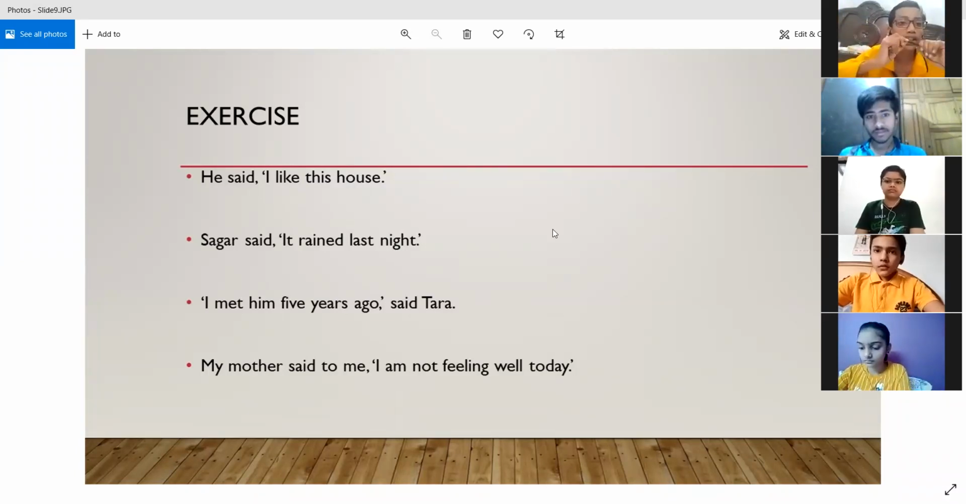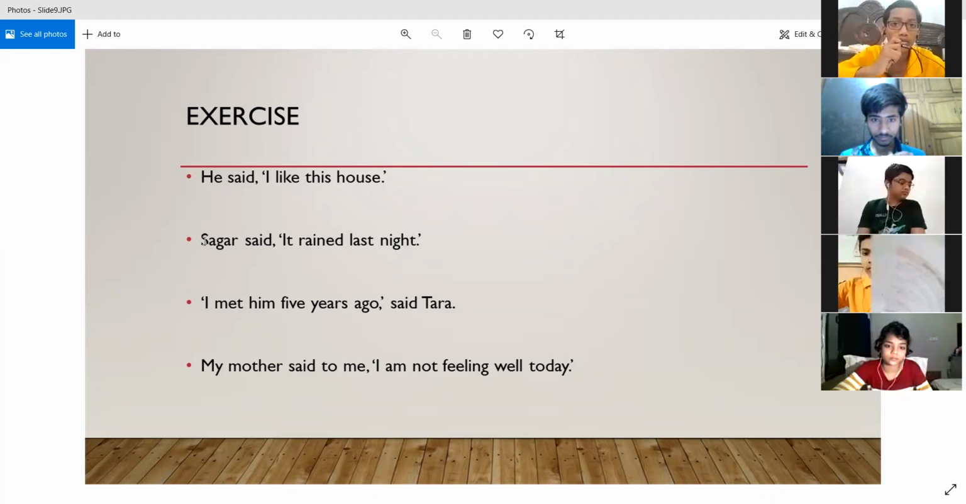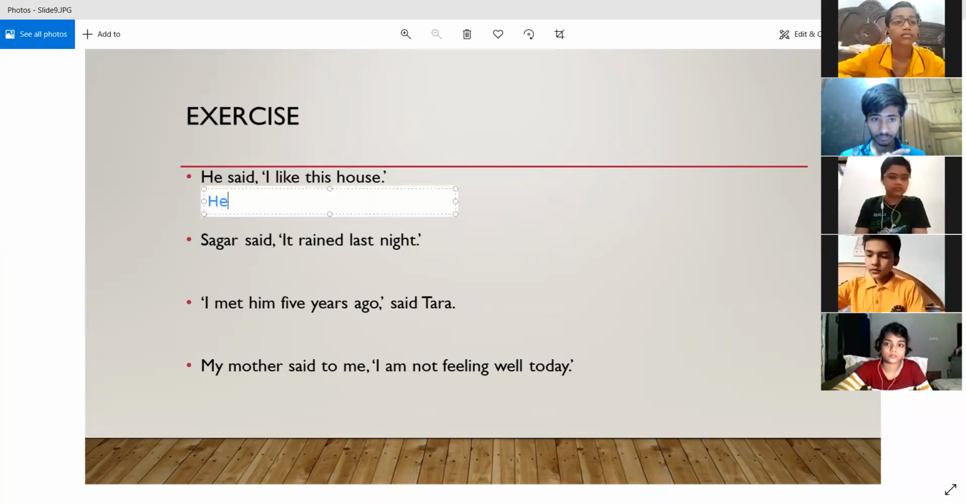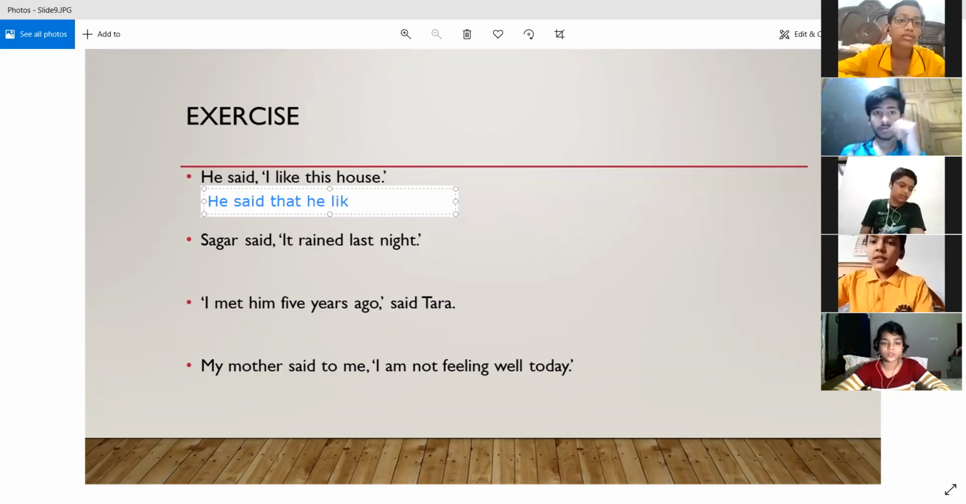He said that he liked this house. Yes. He said that he liked this house. Okay. So we will write, he said that he... Did you say "like" or "liked"? I couldn't understand. Sir, liked. Yes, because simple present is going to change into simple past. So it will be he said that he liked.